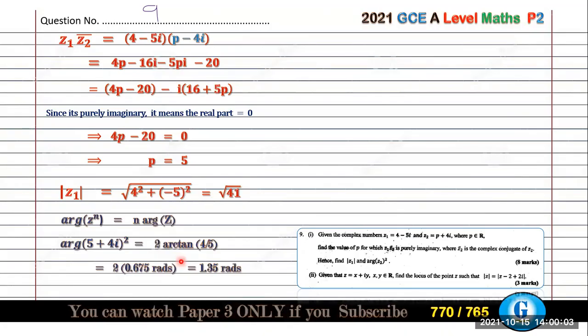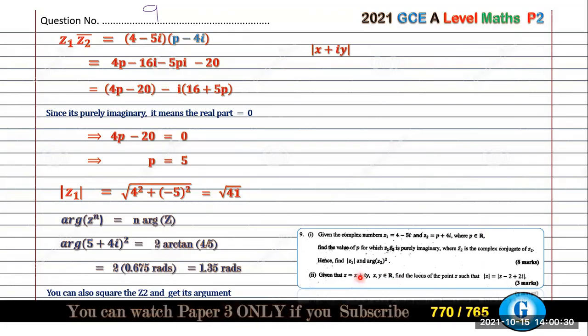Let's answer the second part of this question, which states that given that Z equals x plus iy, where x and y are elements of the set of real numbers, find the locus of the point Z such that the modulus of Z is equal to the modulus of Z minus 2 plus 2i. So let us do this one. We actually apply what we have here.